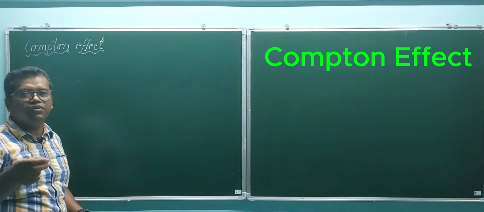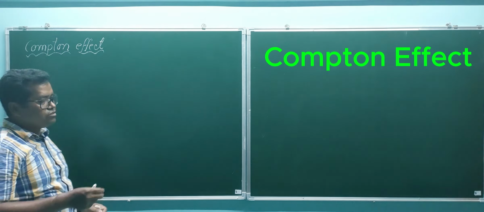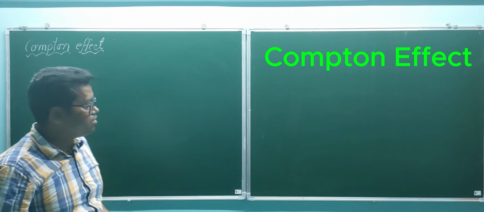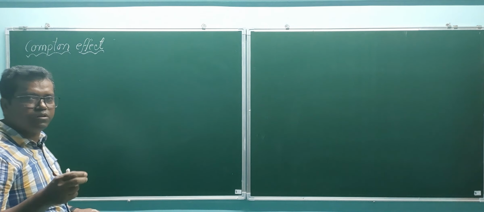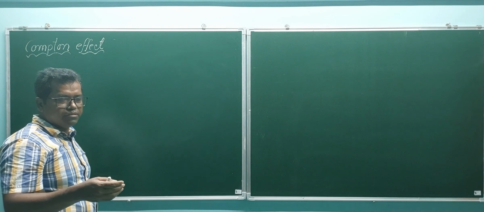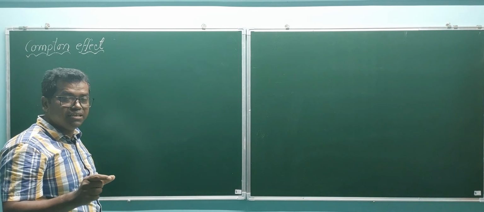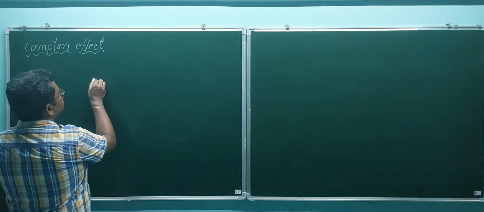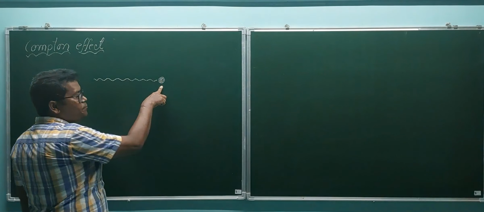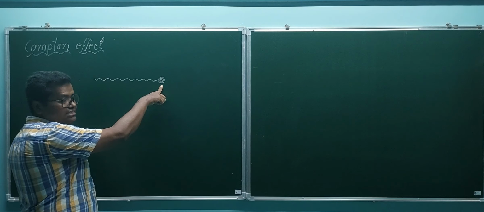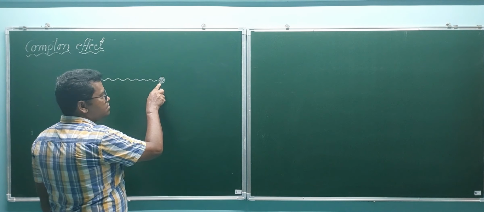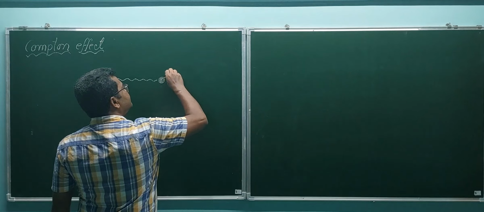Our next topic is Compton effect. So this is another experiment which confirms the particle characteristics of radiation. So what is Compton effect? Compton observed that when a high energy beam, that is high energy photon like X-ray and gamma ray, strikes a target, a surface, a charged body, atoms, ions or crystals, this beam gets scattered.